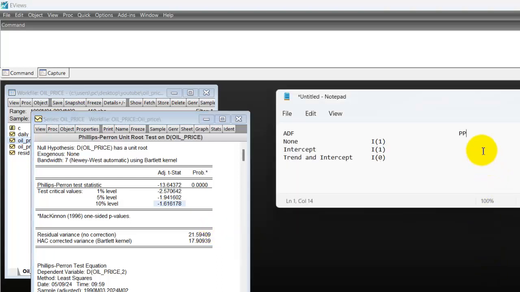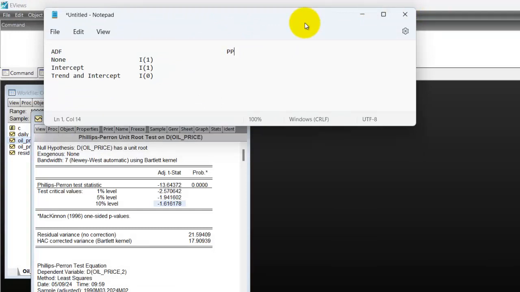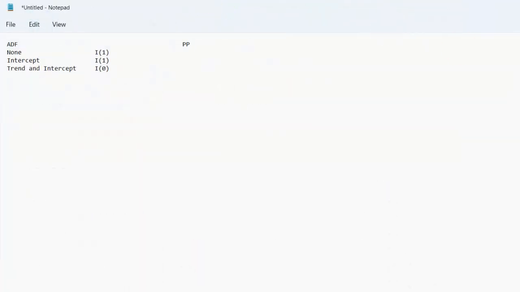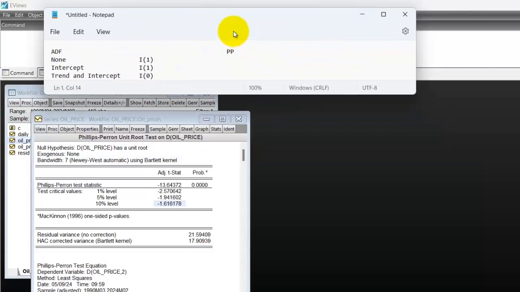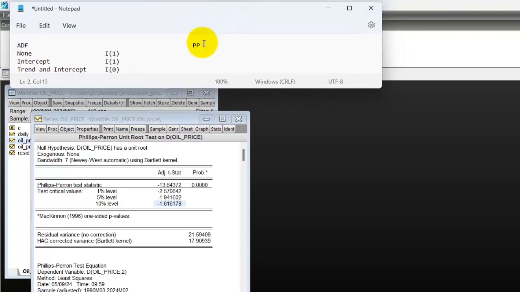So let us go back here and say first difference. I want to bring it up here so that it can be clear to all. Now for PP, the result indicates that oil price is stationary at first difference, that is I(1).